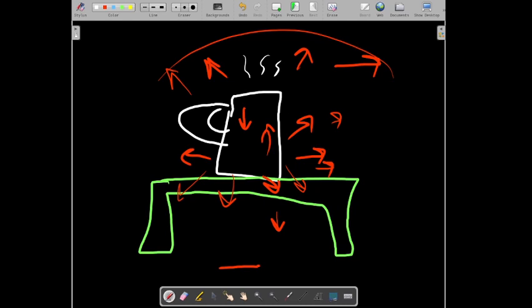All energy, all heat goes to cold. Always does. It doesn't go the other way around. We wish it did, but it doesn't work that way.